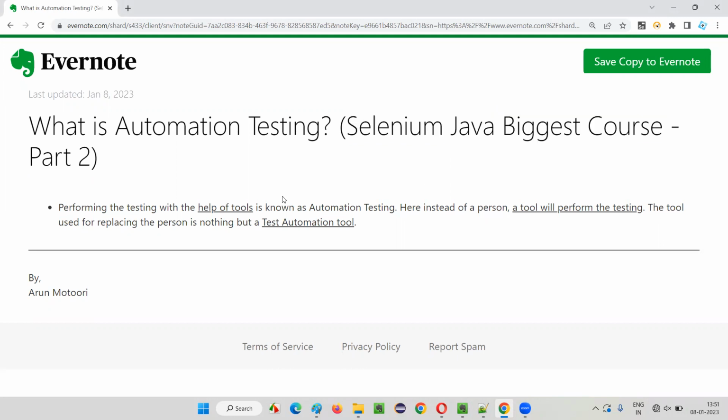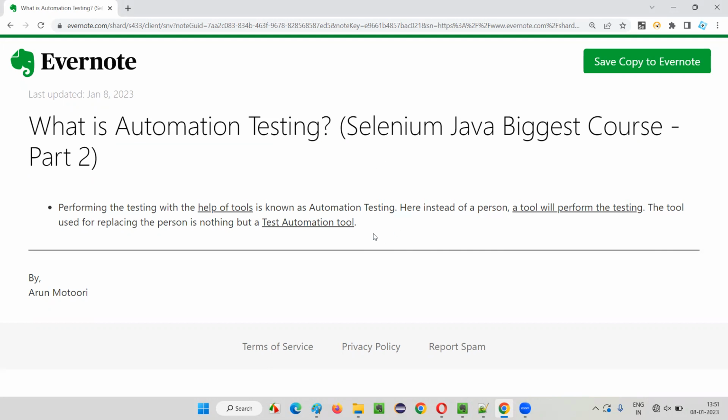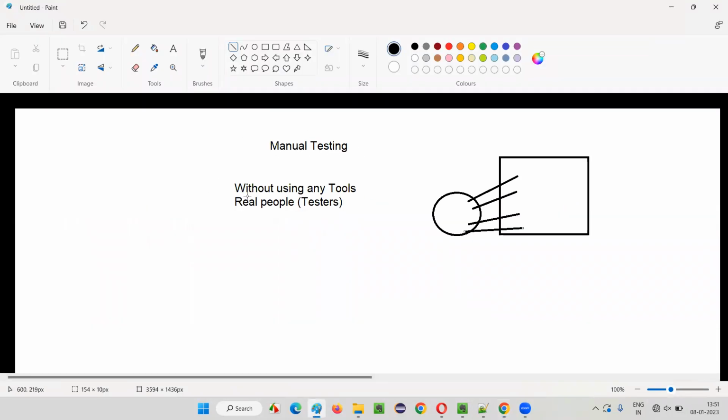In this session, I am going to explain what is automation testing. So let's get started. In the previous session, I have covered what is manual testing. Manual testing is generally performed without using any automation tools. That is, a real person will be sitting before the machine, and by using his or her eyes and hands will be performing the testing, as I covered in the previous session.